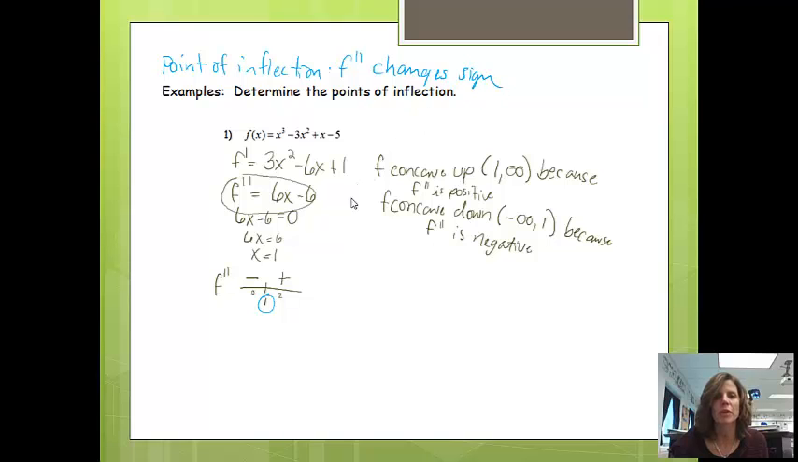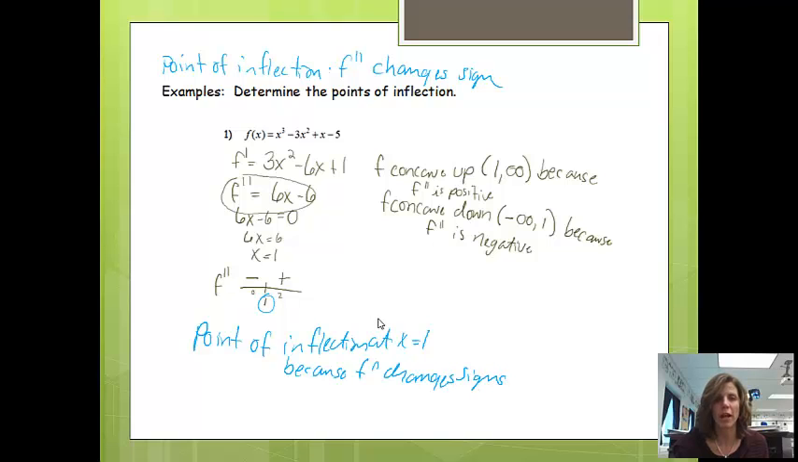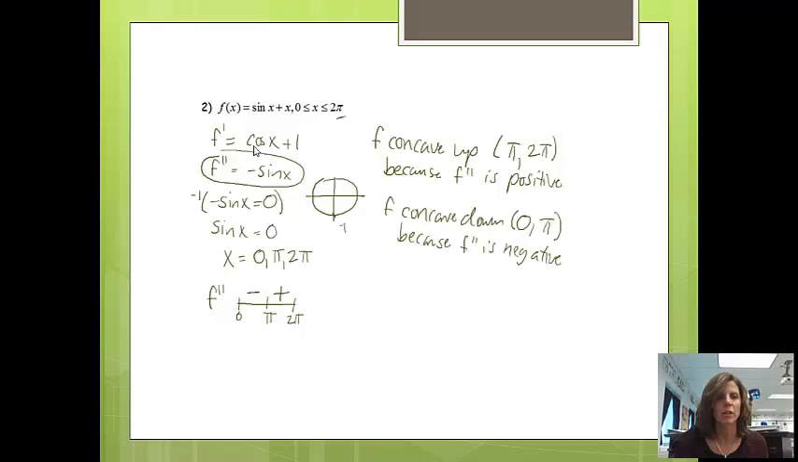For this one, we really don't care whether it goes from positive to negative or negative to positive. As long as it changes sign, we know that the graph is changing concavity. So on this one, since we notice that f double prime is changing signs at x equals 1, we have a point of inflection at x equals 1. And the reason that it's a point of inflection is because f double prime changes sign. And that's all we need to put for our explanation. We know technically because f double prime changes signs, the concavity changes, but that's all we need to put for our explanation.